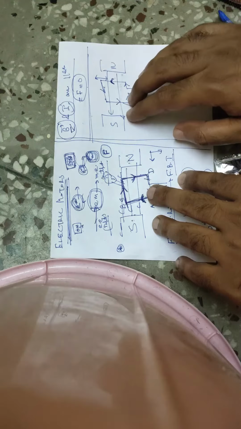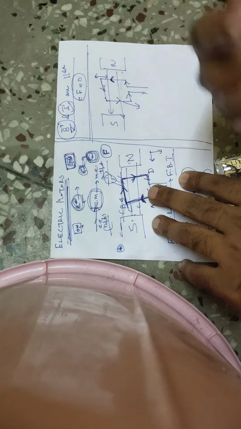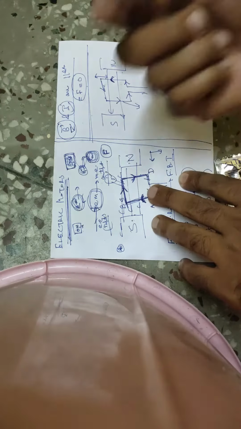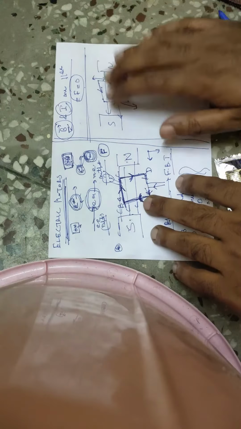Does our fan really work like this? Does our fan rotate like this, 1 2 3 4, 1 2 3 4? No, it is continuous rotational motion. So how can you do that?